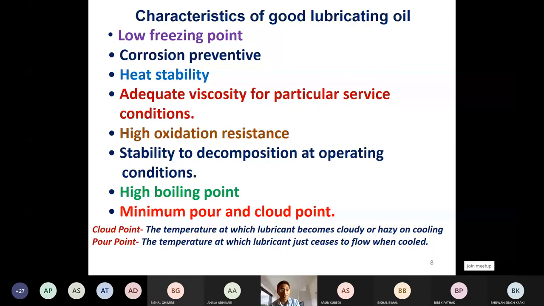And minimum pour point and cloud point. Cloud point means the temperature at which lubricant becomes cloudy or hazy on cooling. Pour point means the temperature at which lubricant just ceases to flow on cooling.